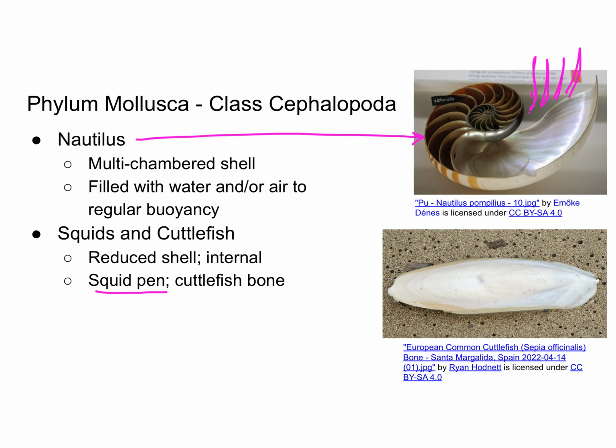Cuttlefish have what they call a cuttlefish bone. And if you go to a pet store, you maybe have seen these because these are actually sold for animals like birds in order to get calcium. So this is a way that a bird can kind of have something to munch on that actually gives it some calcium.